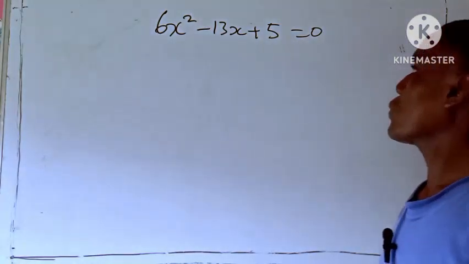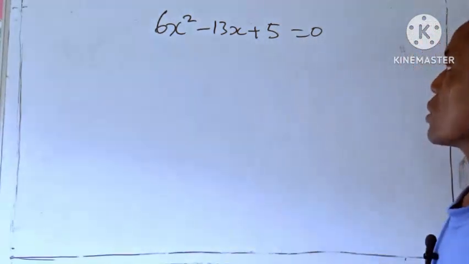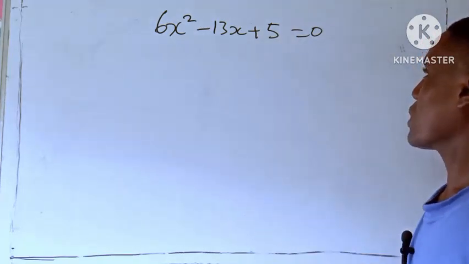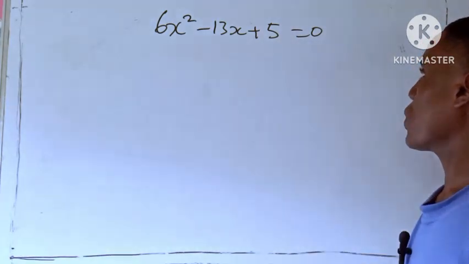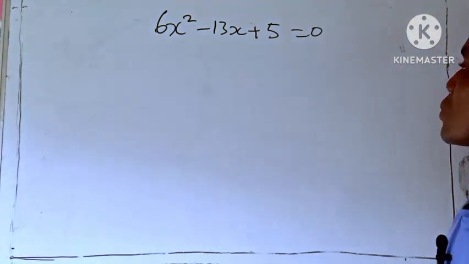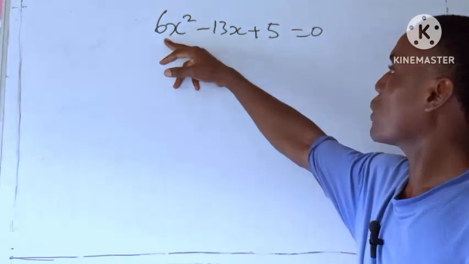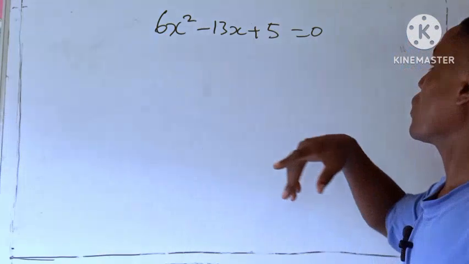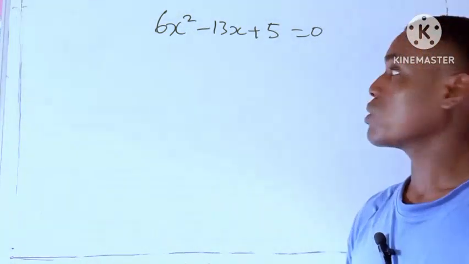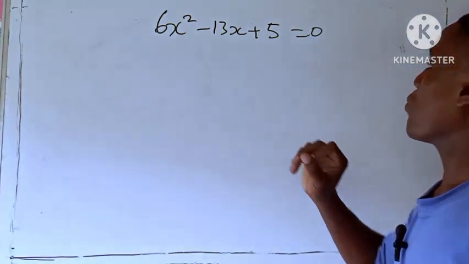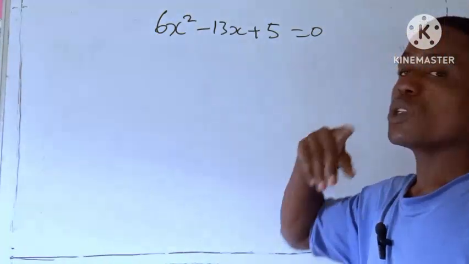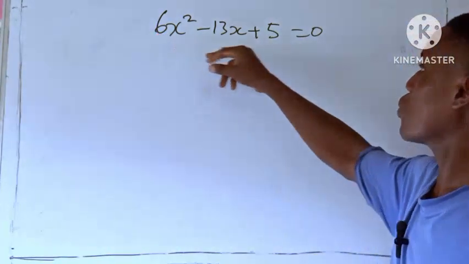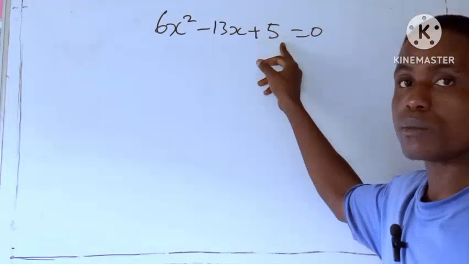Let's use the factorization method to solve this given quadratic equation. So we have 6x squared minus 13x plus 5 equals 0. Now take note, whenever the coefficient of x squared is more than 1, for you to use the factorization method, you must first of all use this coefficient of x squared to multiply the last term.